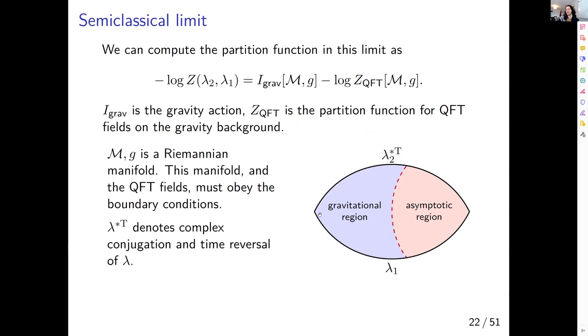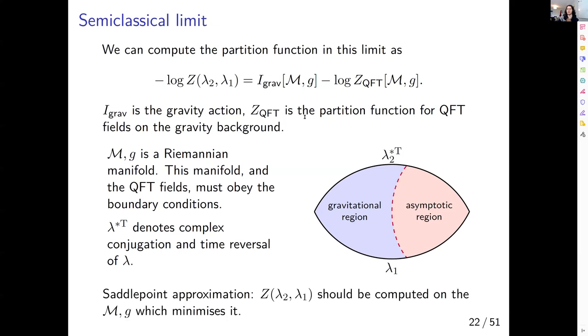So there's a surface in the Euclidean past on which the boundary conditions are given by lambda 1, and there's a surface in the Euclidean future for which the boundary conditions are given by the complex conjugate and time reversal of lambda 2, which is what this star and T are supposed to denote. So we have this complete boundary, and we're supposed to compute this partition function on the manifold and metric which fill in these boundary conditions, and which minimize minus log of the partition function, I should say.